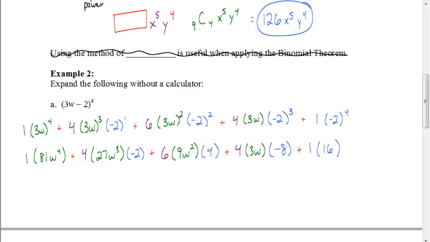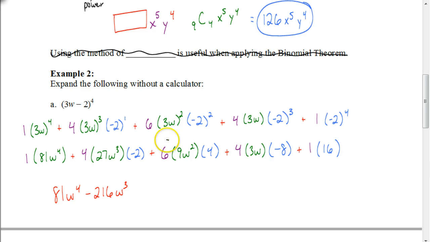And now we're going to go through each one of these and multiply the numbers together. So here we would have 1 times 81, which would just be 81. So we'd have 81w to the fourth power. For this next term, we're going to multiply the 4, the 27, and the negative 2 together. And when you do that, you get negative 216 w cubed.